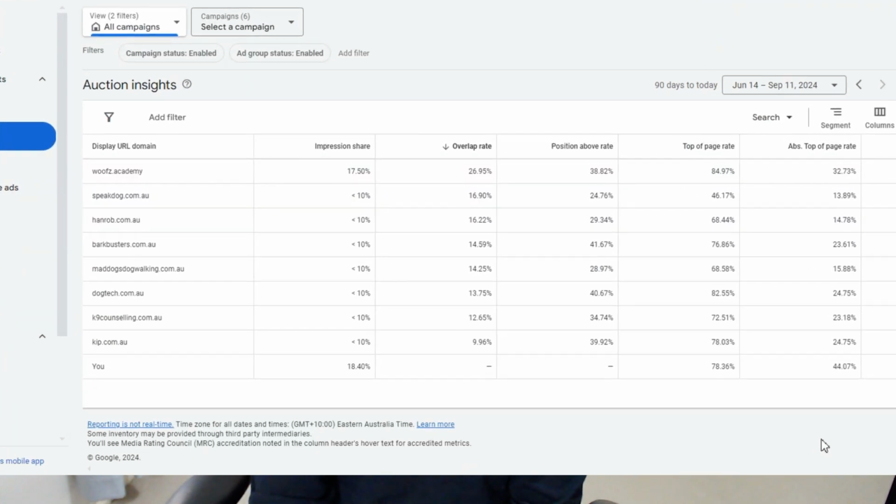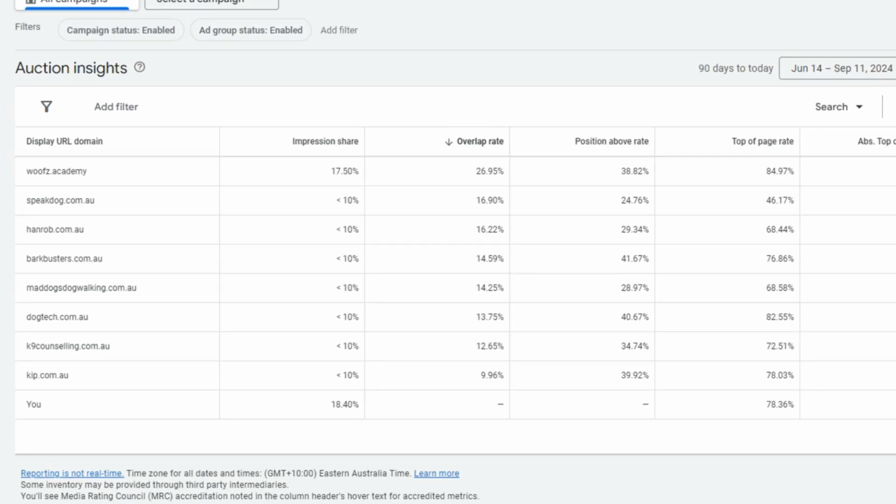This is where the Auction Insights report comes into play. It's a predefined report that you can access through your Google Ads dashboard, and it provides a lot of different data around how your campaigns perform against other competitors in your market. I'm going to be walking you through each of the different columns in this report and explaining how you can interpret this data and use this information to gain a competitive edge in your campaigns.